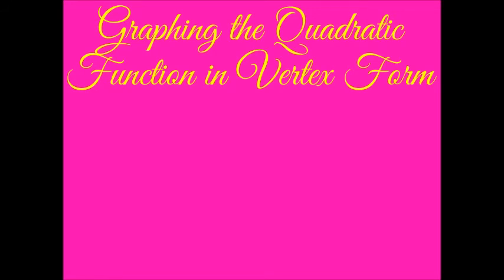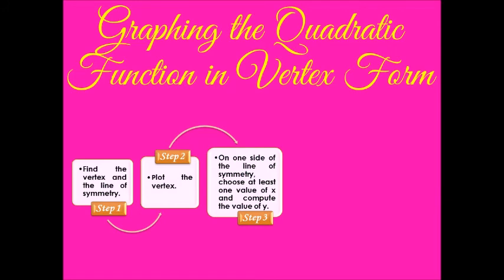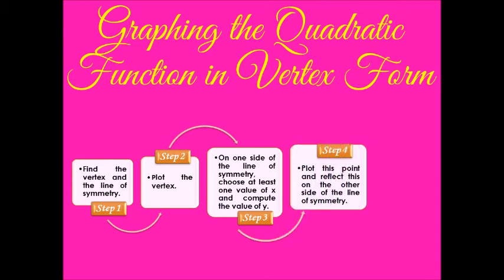Let us have a recap on the different steps. 1. Find the vertex and the line of symmetry. 2. Plot the vertex. 3. On one side of the line of symmetry, choose at least one value of x and compute the value of y. 4. Plot this point and reflect this on the other side of the line of symmetry. And 5. Connect the points by a smooth curve.